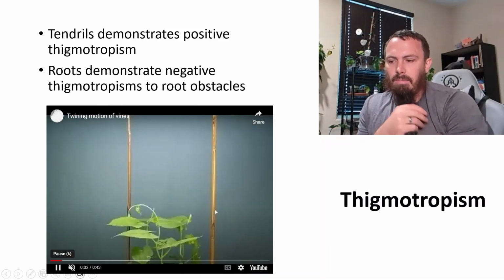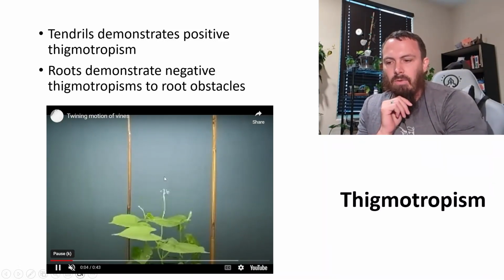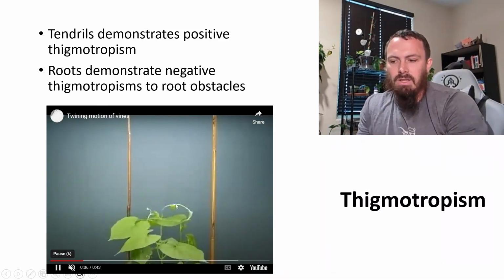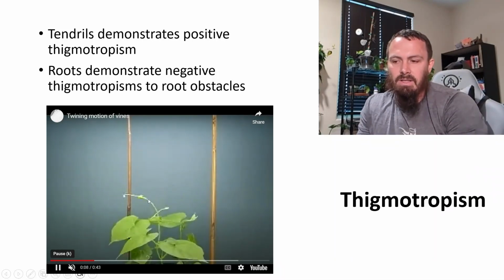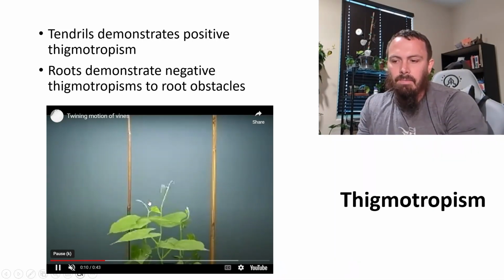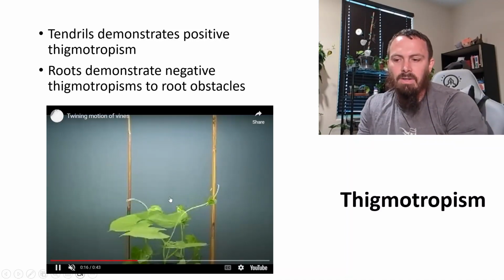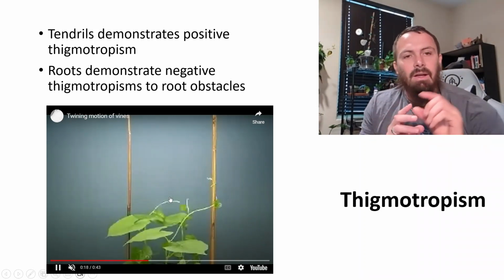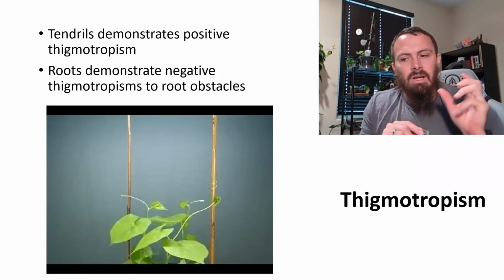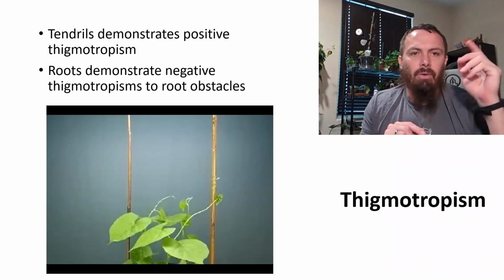So here's a twining plant of some sort. And you can see how it wraps around and keeps going in circles until that apical meristem contacts one of these sticks. See how it contacted it? Once it contacts it, the apical meristem is pretty sensitive to touch, and it'll immediately start to wrap around it.